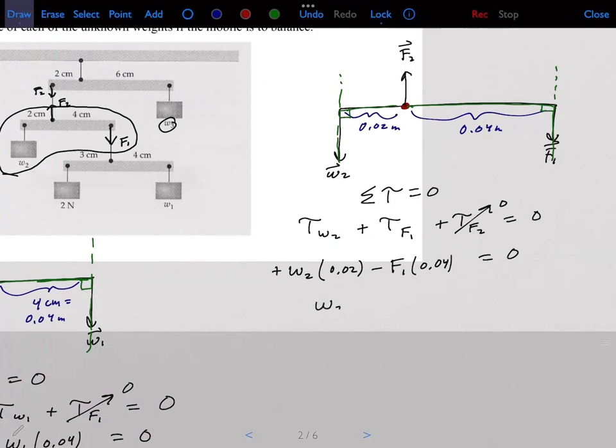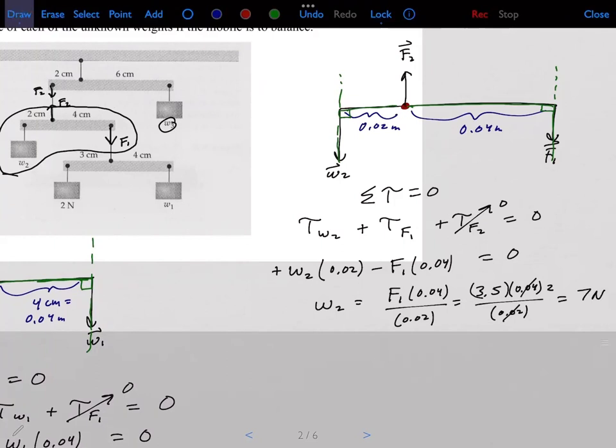So that means W2, if you solve for this, is going to be F1 times 0.04 over 0.02. But we know F1 was 3.5, right? So 0.04 over 0.02, I guess it's 2 times 3.5, which is 7. This divided by this is just 2, right? So then it's going to be 7 newtons. Okay, so I have W2 is 7 newtons.